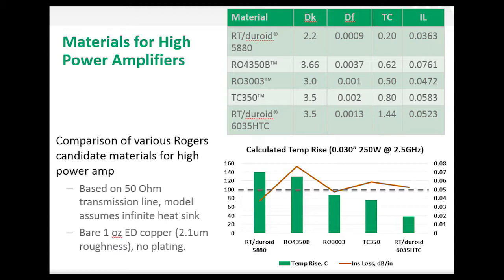So when we look at the graph, you can see the RT-Duroid 5880 is a material that has the lowest insertion loss because of its low dielectric constant and loss tangent, but it actually has the highest temperature rise because its thermal conductivity is so low, 0.2. Now the RO4350B is a material with the highest dielectric constant and the higher loss tangent, and therefore has the highest insertion loss. But it does have slightly lower temperature rise versus the 5880. Focusing on materials like TC350 and the RT-Duroid 6035 HTC, you can see here the vast benefit when one is looking at dielectric constant and loss tangent, but very high thermal conductivity values, and how low the temperature rise is.